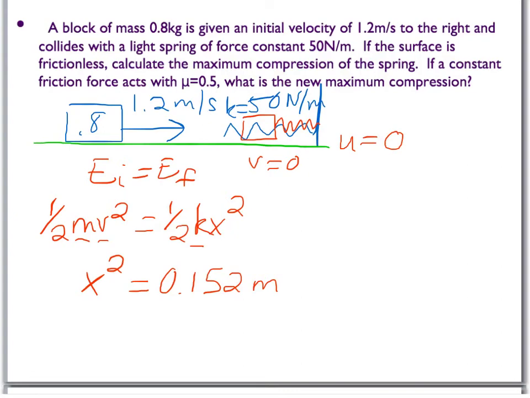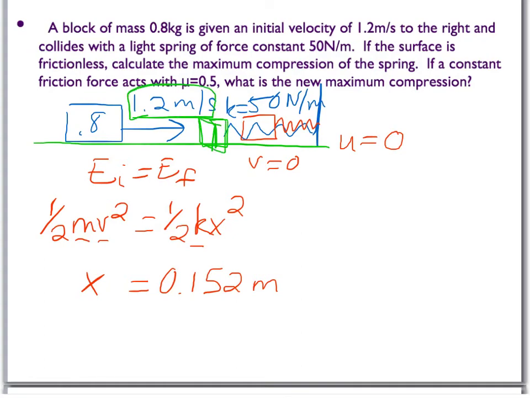As you plug those values in, you should find that you get your x, just the x, not the x squared, equal to 0.152 meters. Now, the second part of this question asks, what happens if there is friction on this surface? So now we're not saying that it's a frictionless surface anymore, but instead, once this block runs into the spring, so it begins to collide with this spring while it's moving at this 1.2 meters per second.